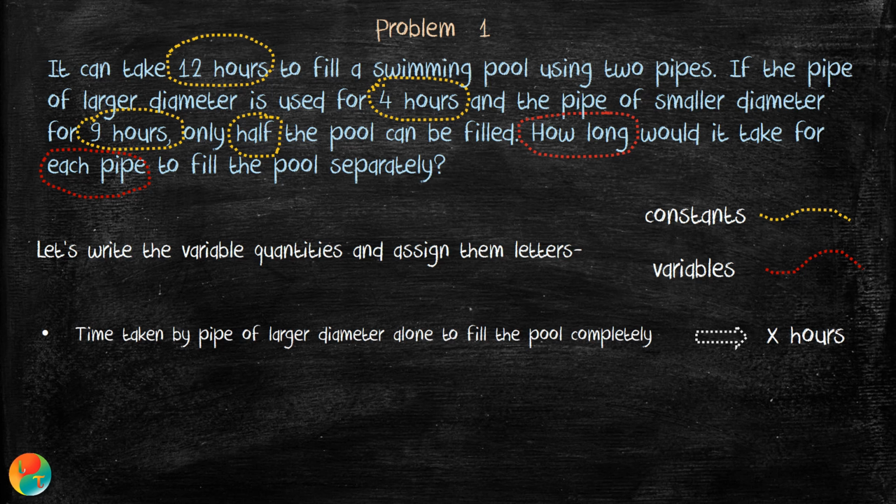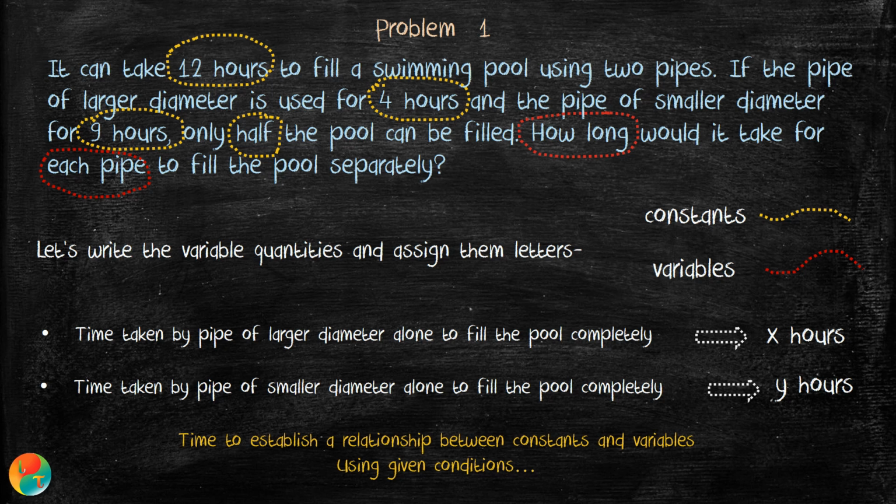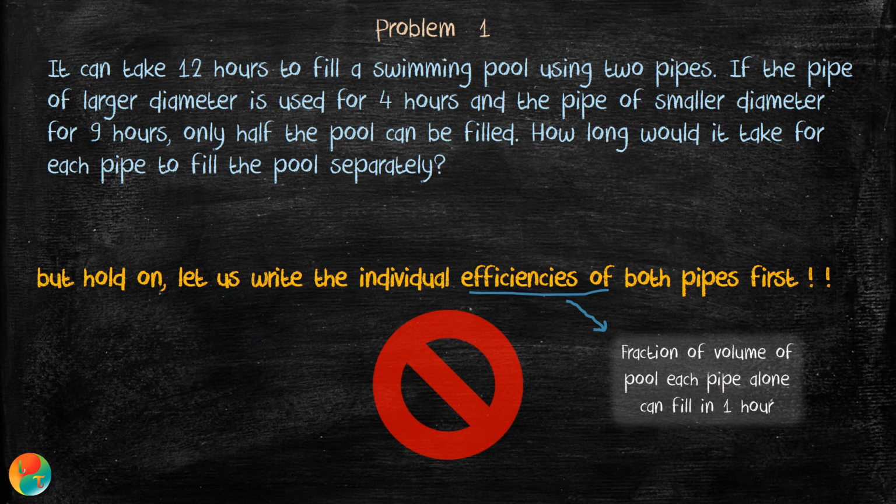Time taken by pipe of larger dia alone to fill the pool completely is x hours, and time taken by pipe of smaller dia alone to fill the pool completely is y hours. Now time to establish a relationship between constants and variables using given conditions. But hold on, let us write the individual efficiencies of both pipes first.